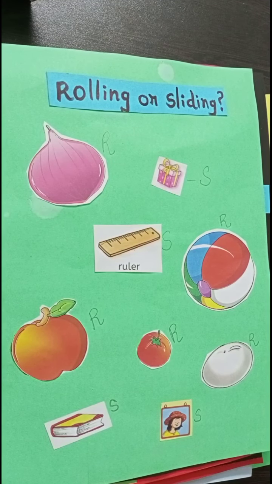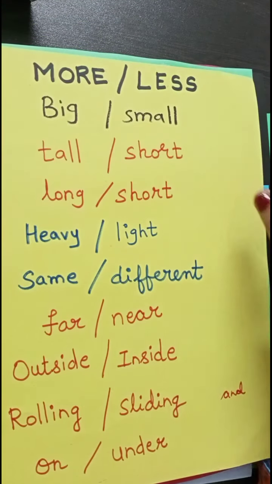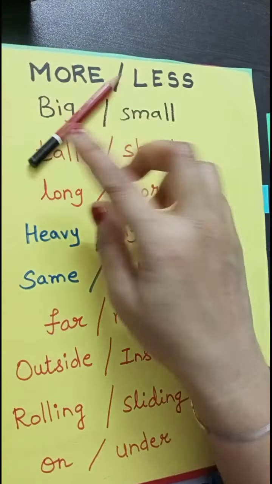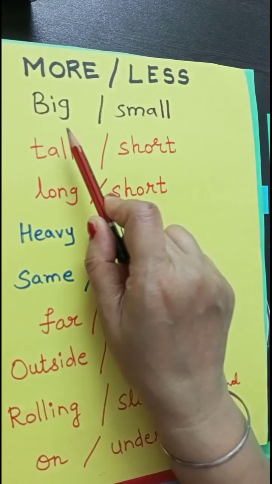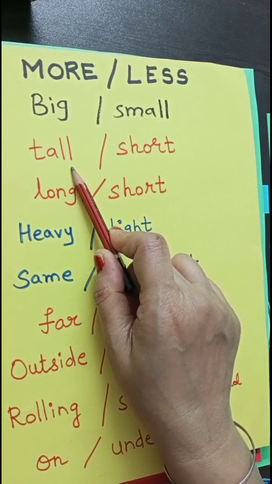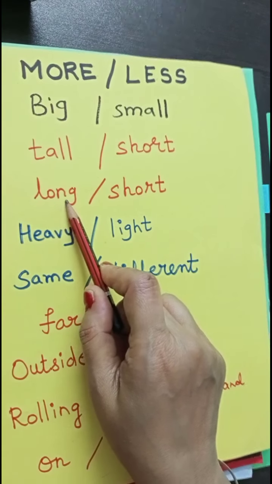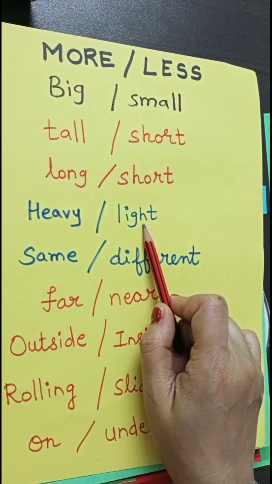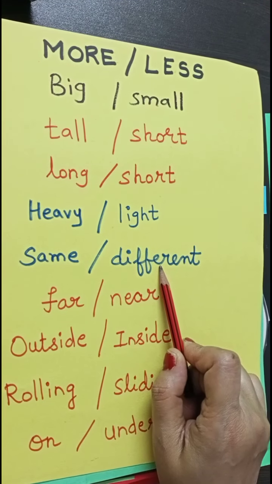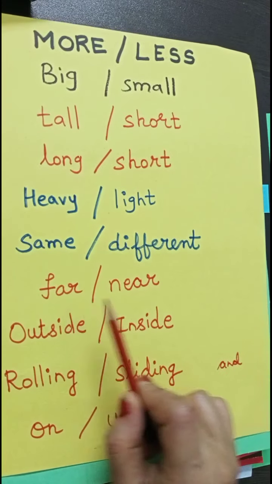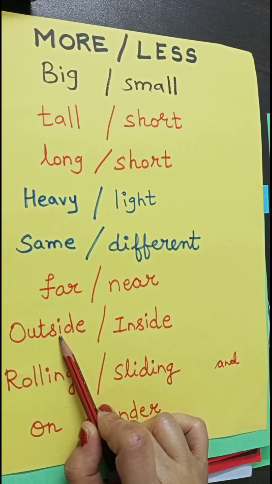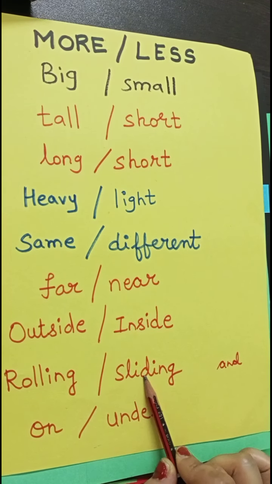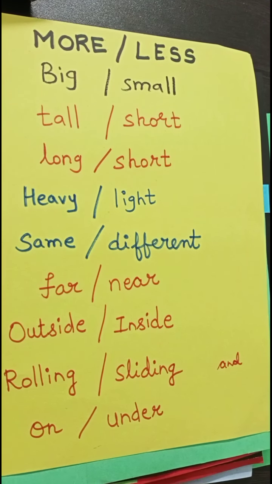Okay, now finally the comparison words which we have learnt in this video are more, less, big, small, tall, short, long, short, heavy, light, same, different, far, near, outside, inside, rolling, sliding, and on, under.